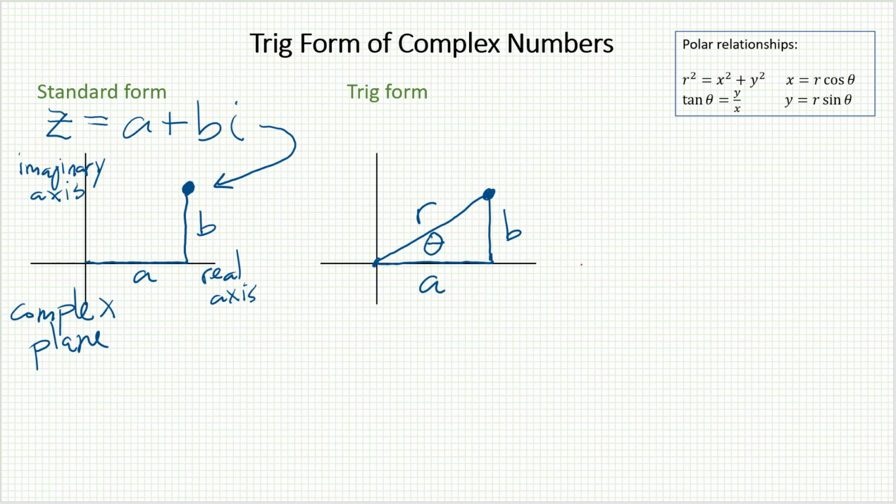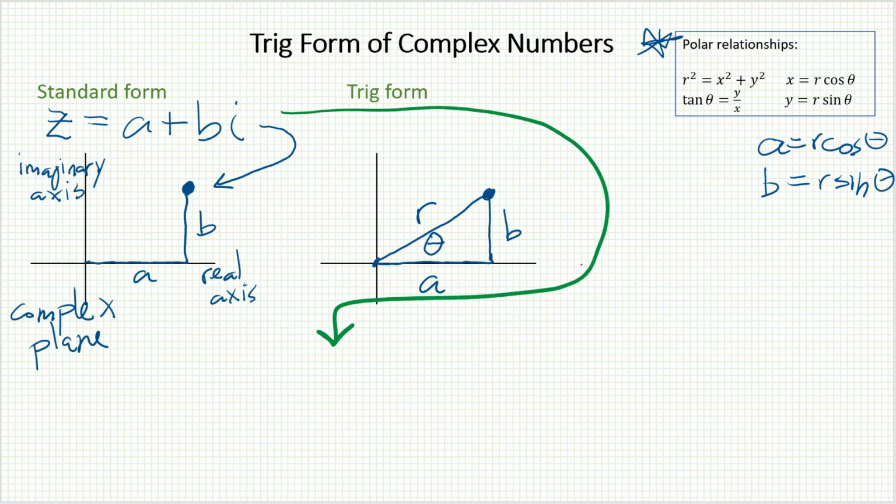And because this picture is essentially the same one we used for polar coordinates, all of those same polar relationships apply between the variables in that picture. Now, obviously, I don't have x and y here. I have a in place of my x, so a would be r cosine theta, and I have b, which would be equal to r sine theta. And I can use those relationships then to write a different format for the complex number.